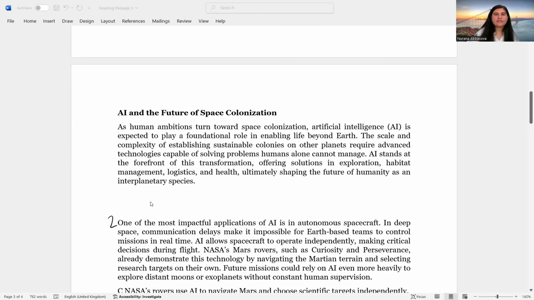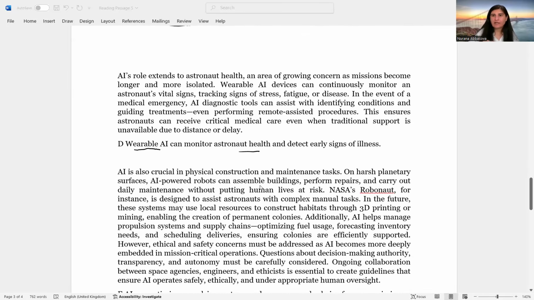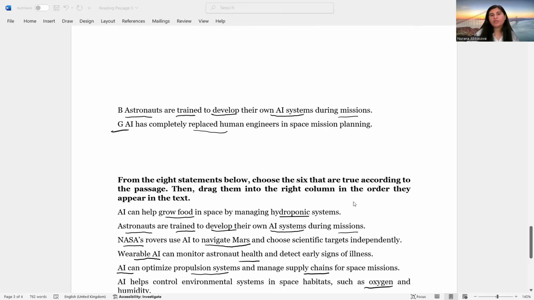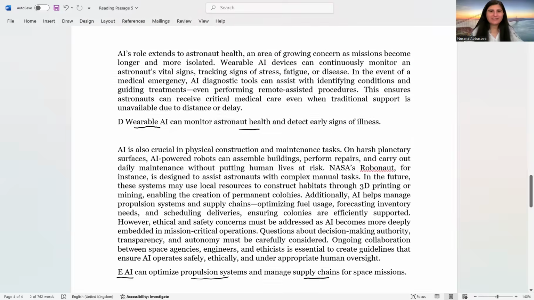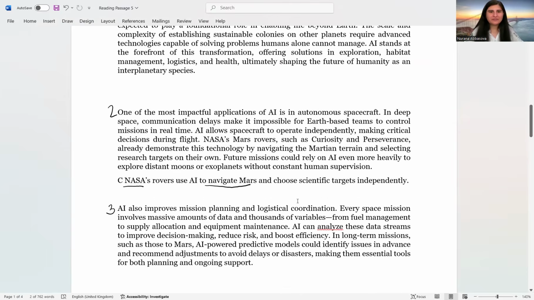So what can be helpful in this kind of scanning method? You are scanning actually to find these answers. If you have shorter time, you need to scan. When you scan, of course, you underline the keywords, but mostly go for the words that are easy to find. NASA or wearable AI. Okay, hydroponic. I use one method and I recommend everybody to use it because it's really helpful.